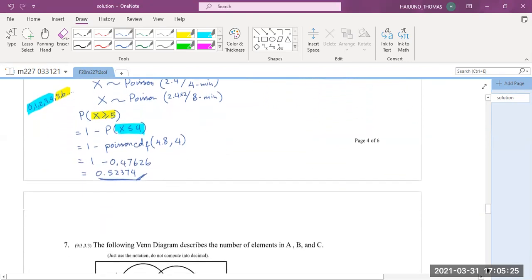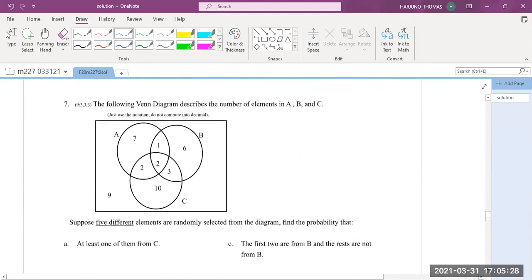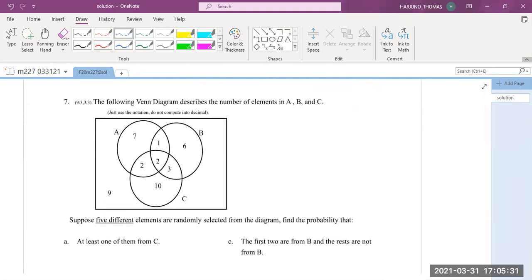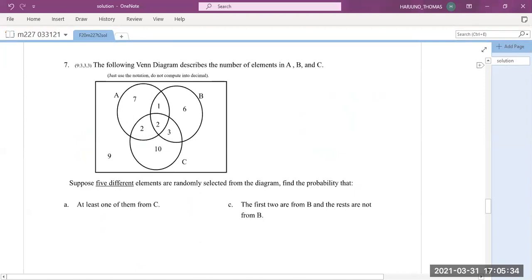Okay. Now, number 7, the one that you see very, very often. The following Venn diagram describes the number of elements in A, B, and C. Now, just use the notation, do not compute into decimal. Now, suppose 5 different elements. Is repetition allowed? The answer is no, repetition is not allowed. Because if repetition is allowed, you possibly select the same element again.